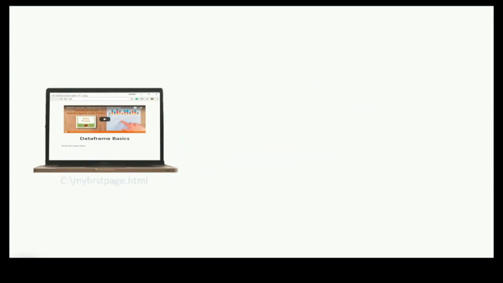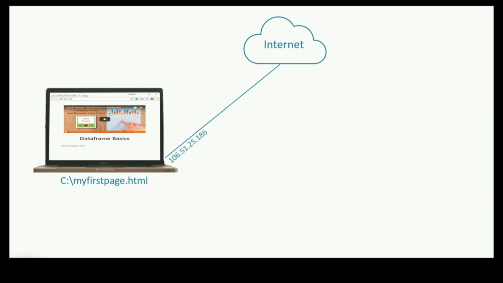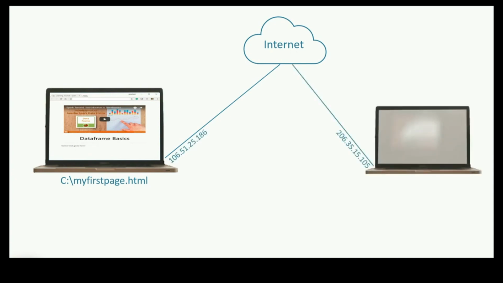I saved it at the following location. Now I want to make it available to the internet. So I connected my laptop to the internet. As soon as I connected my laptop to the internet, my internet service provider will assign a unique IP address to my computer. On the other side, you are sitting somewhere on this planet with another computer. You also connected your machine to the internet. Technically, there is a connection between our computers, and both of them have two different unique IP addresses, right?